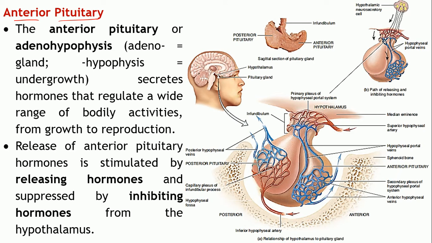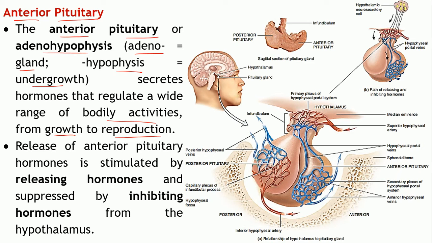As we have seen already, the anterior pituitary, or adenohypophysis. This term means adeno means gland and hypophysis means undergrowth. Just the location is inferior, that is why it is known as the adenohypophysis. This part of the pituitary gland secretes hormones which regulate a lot of bodily activities, right from growth to reproduction.